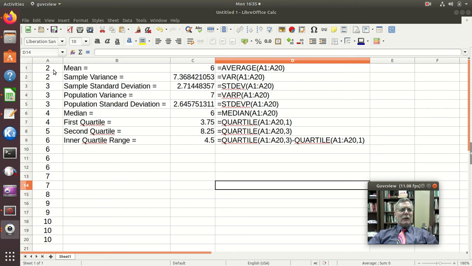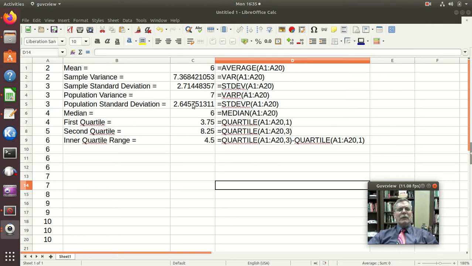So here I have 20 data items, and I've put them in order. I've sorted them just so when we look at the mean and so forth, we can see that it seems to be doing what we would expect it to do. The 20 numbers, smallest is 2, the largest is 10.